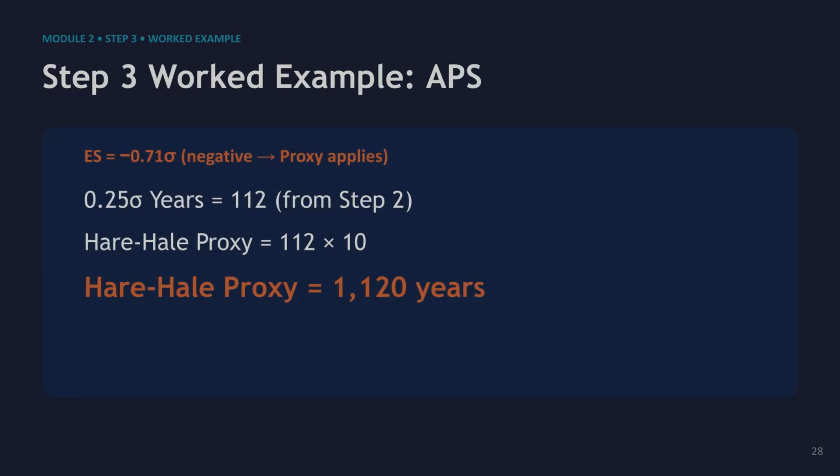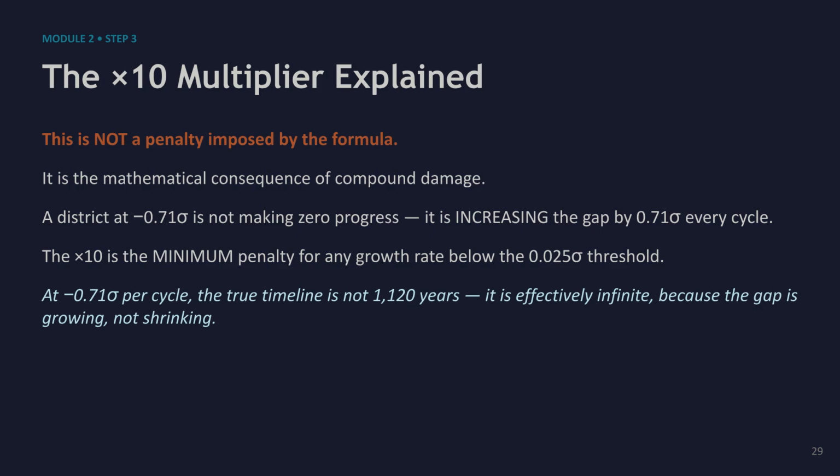In the APS example, the effect size is a negative 0.71 sigma, which triggers the proxy. Applying step 3 means multiplying the 112 years from step 2 by 10, resulting in a Hare-Hale proxy timeline of 1,120 years. The times 10 multiplier is a mathematical consequence of compound damage, not a penalty. A district at negative 0.71 sigma is increasing the gap every cycle. The 1,120-year timeline is the minimum penalty, as the true timeline is effectively infinite because the gap is growing.